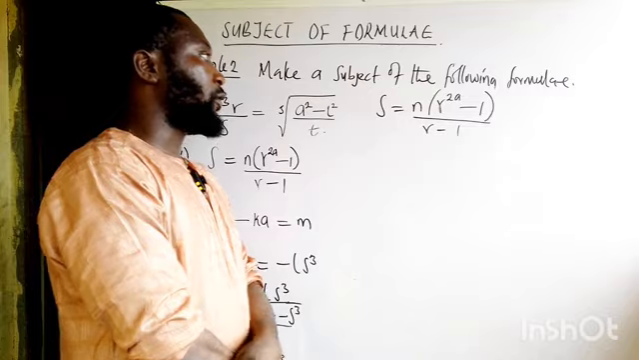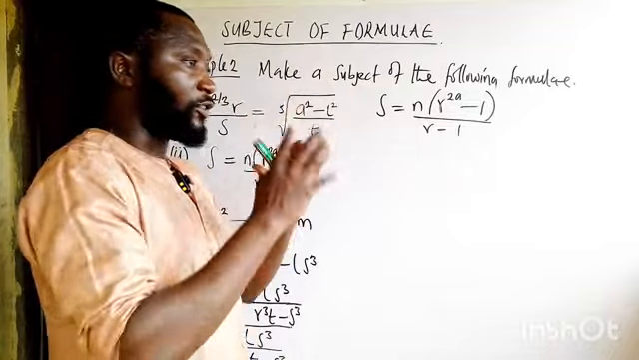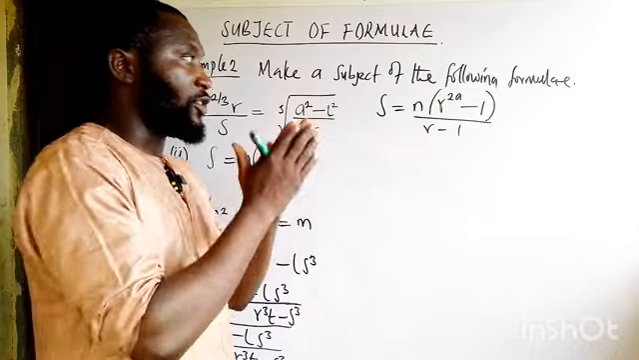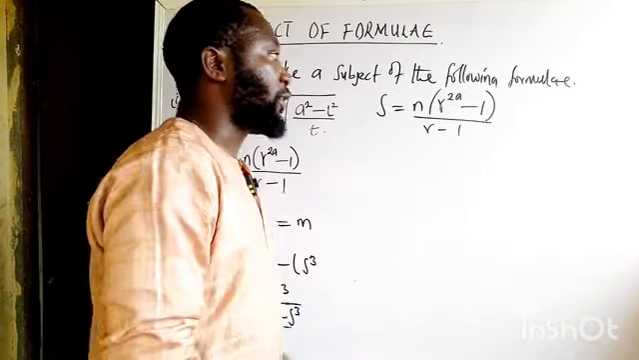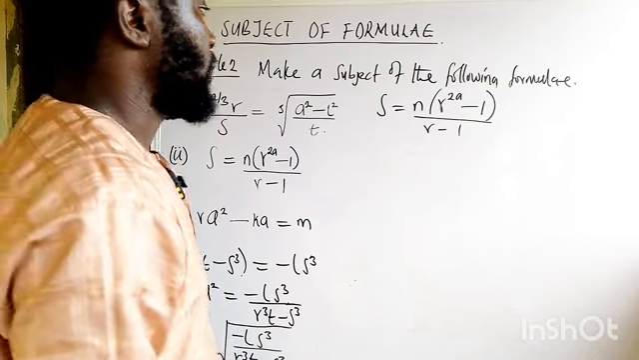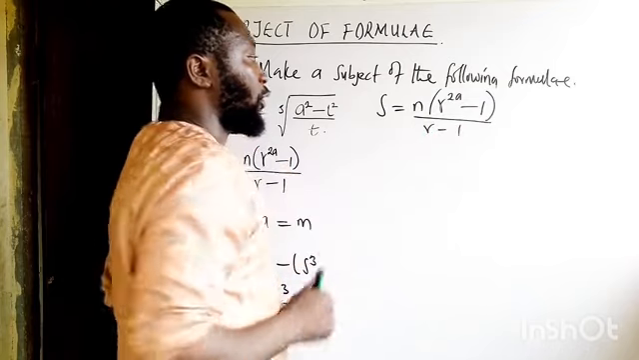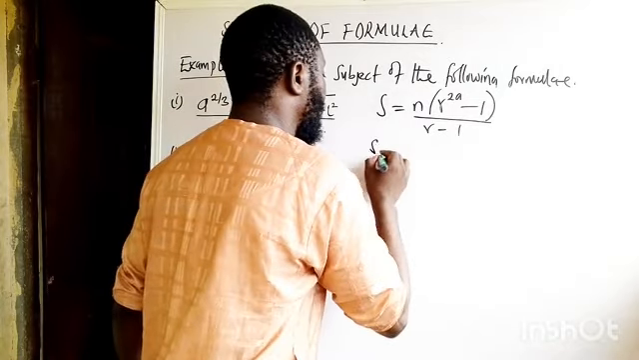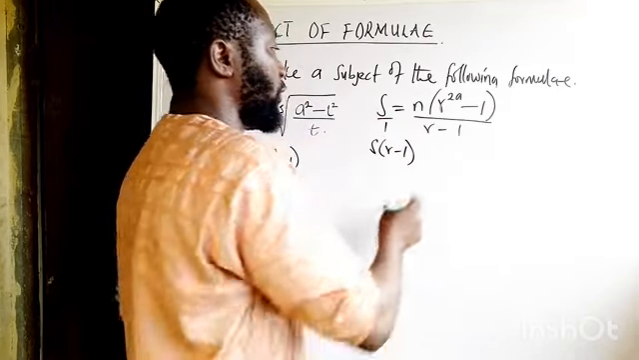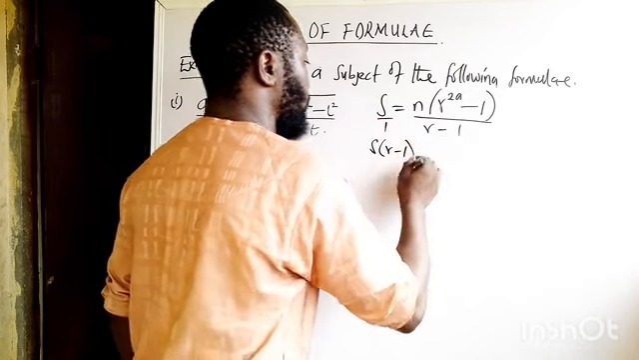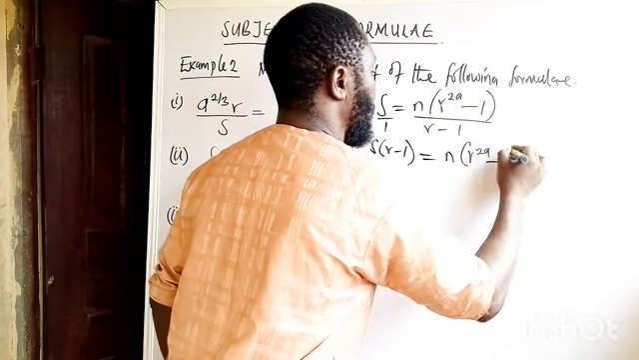Don't forget the rules. We want to ensure that we move away all the parameters, all the letters, all the variables that are attached to a, so that we have a on one side, others on one side. Now let's try to remove all this. The denominator here, we have something divided, so let's cross multiply first. So now you have s times r minus 1. You cross multiply, so this is s over 1. R minus 1 will multiply this. So now this equals n r raised to the power of 2a minus 1.